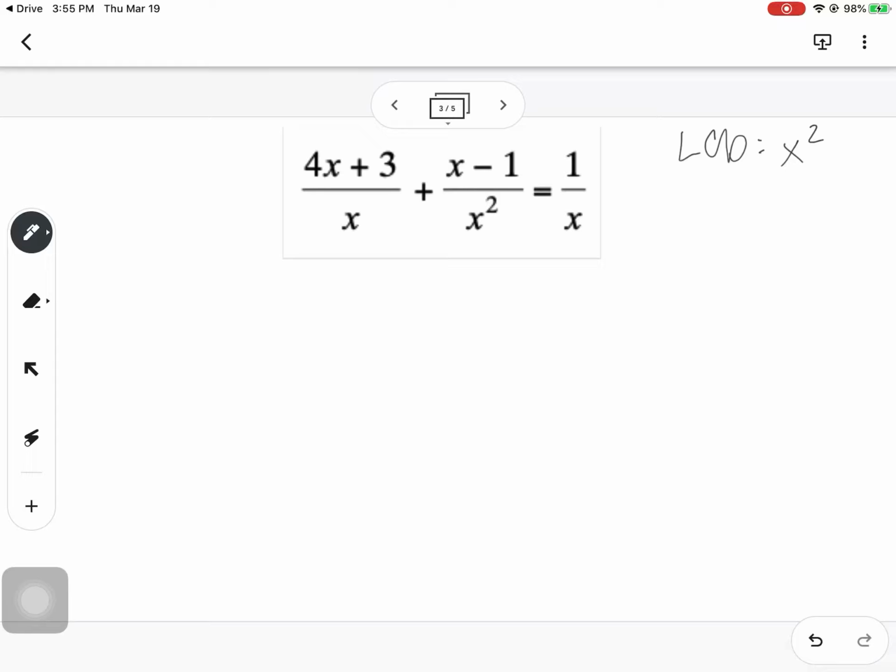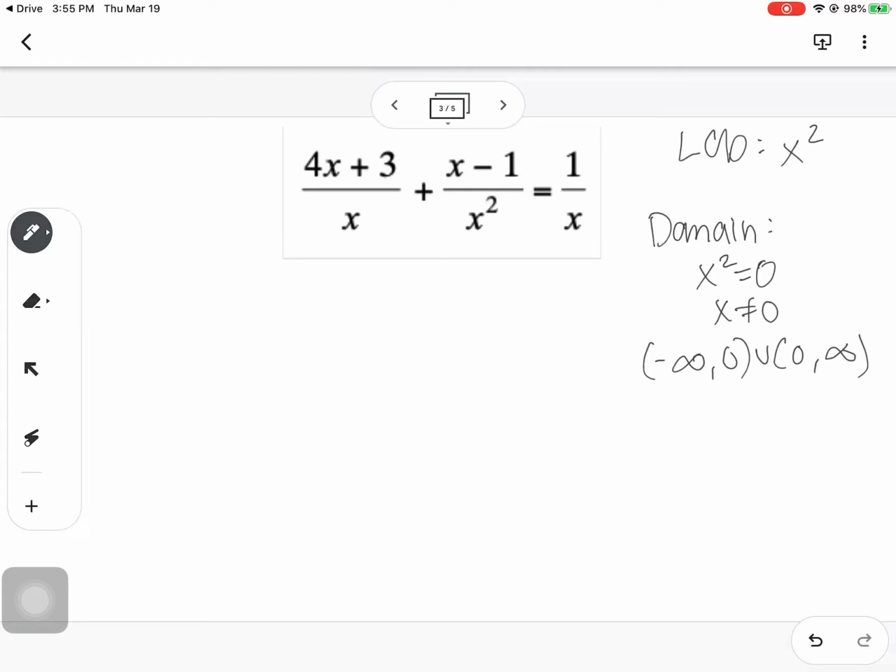For the LCD here, it's going to be x squared, because that was your most number of x's. We have to be able to cancel all of them out. What that means for my domain again, if I do x squared equals 0, I just get that x cannot be 0. Yes, it's multiplicity 2, but we didn't really care about that here in terms of our excluded values. It might make your graph look different, but it certainly will not change that it just can't be 0.